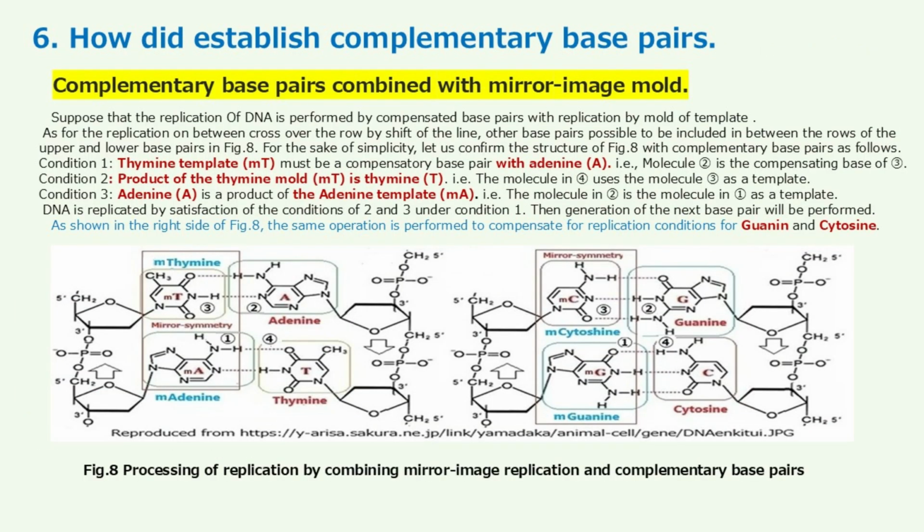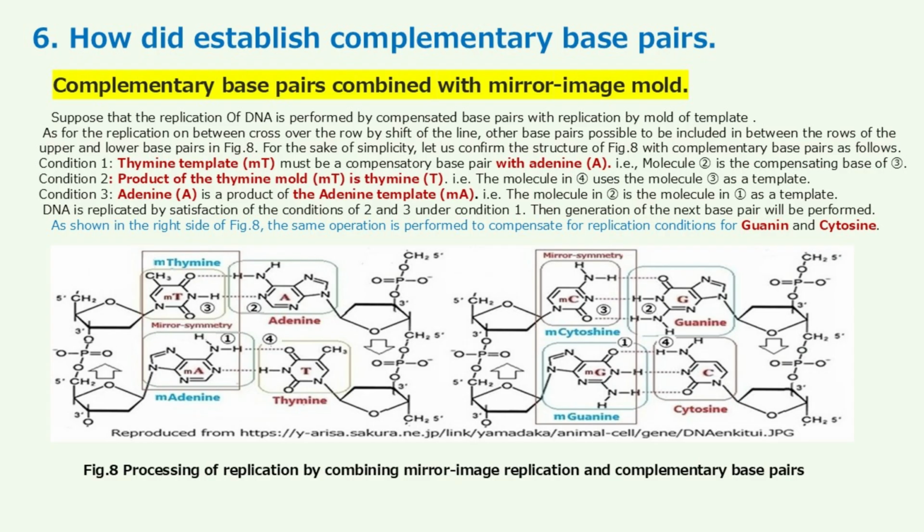How were complementary base pairs established? Complementary base pairs combined with mirror image mold. Suppose that the replication of DNA is performed by compensated base pairs, with replication by mold of template. As for the replication between rows crossed over by the shift of the line, other base pairs are possible to be included between the rows of the upper and lower base pairs in Fig.8.